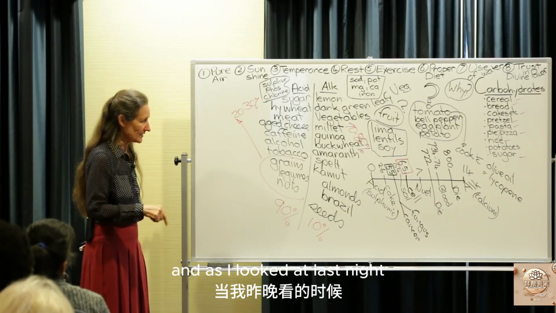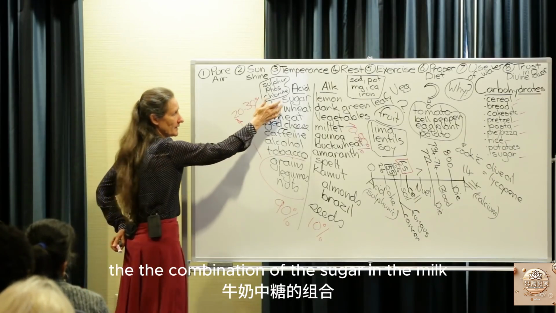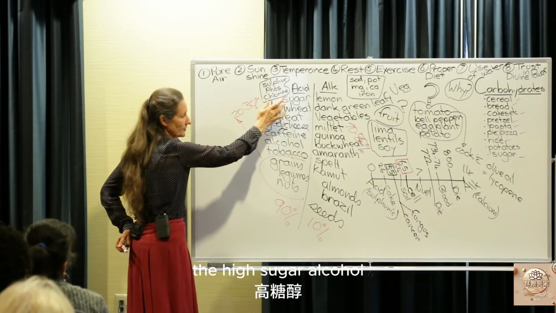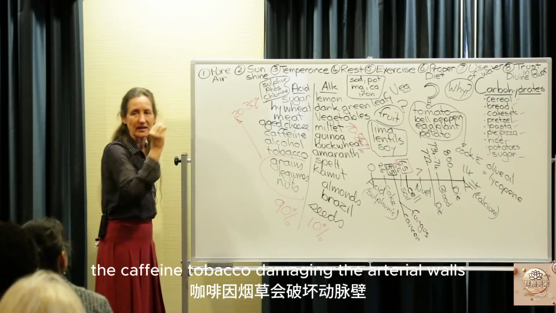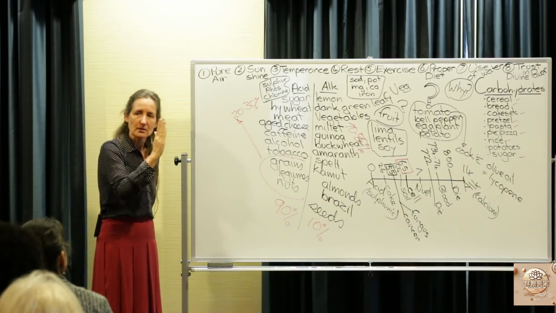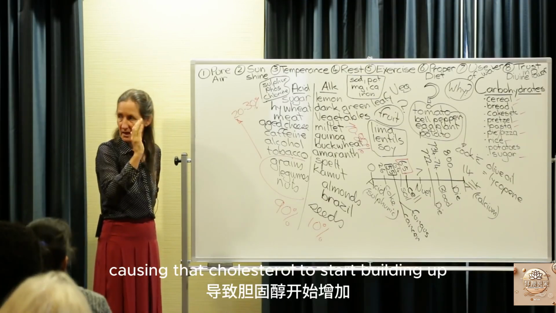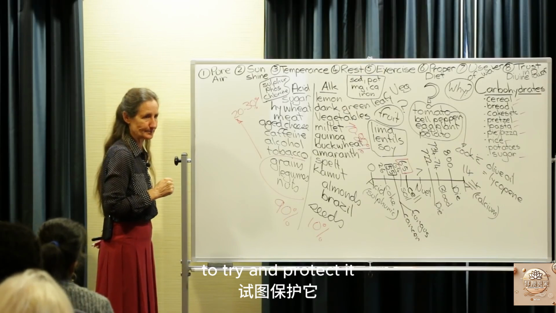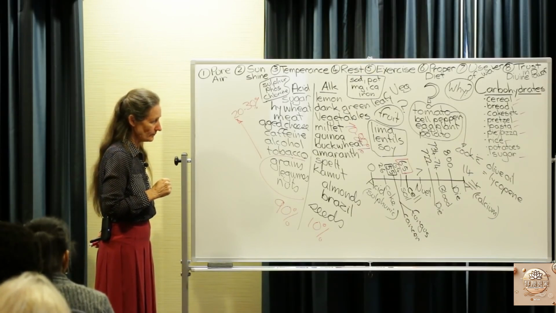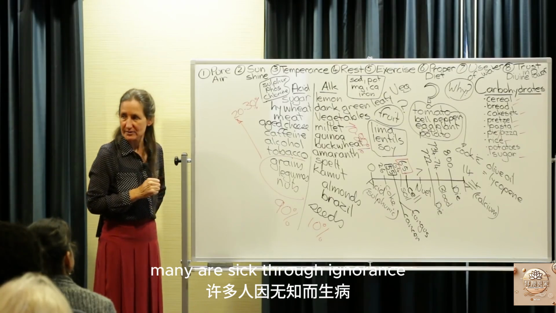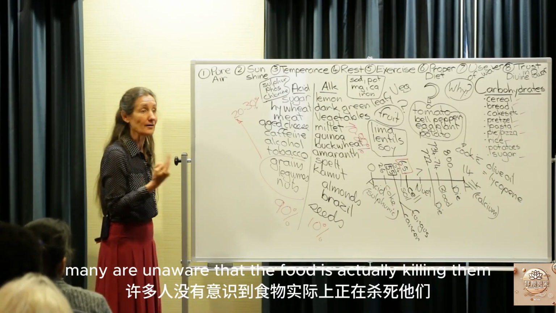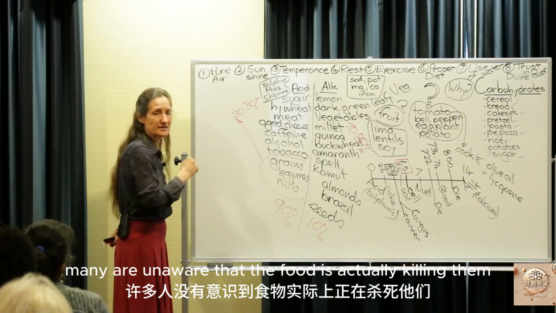And as I looked at last night, the combination of the sugar in the milk, the high sugar, alcohol, the caffeine, tobacco, damaging the arterial walls, causing that cholesterol to start building up to try and protect it. Many are sick through ignorance. Many are unaware that the food is actually killing them.